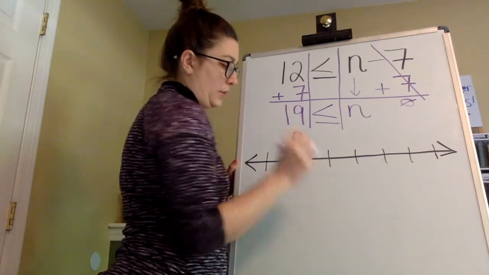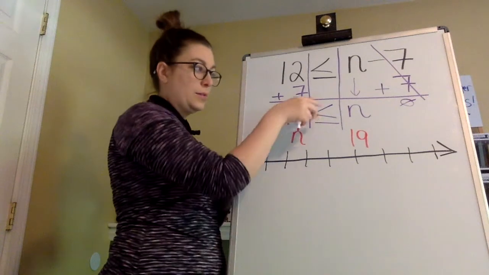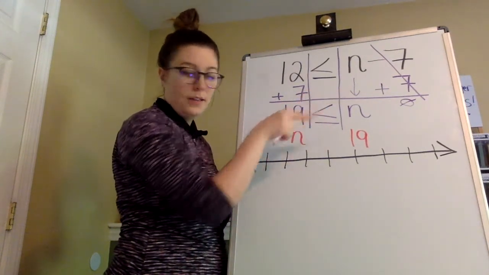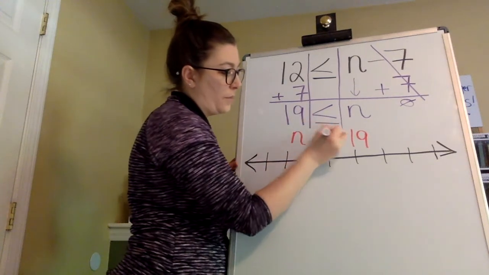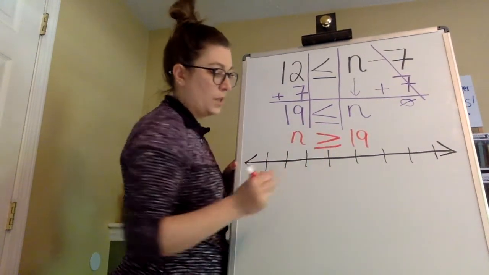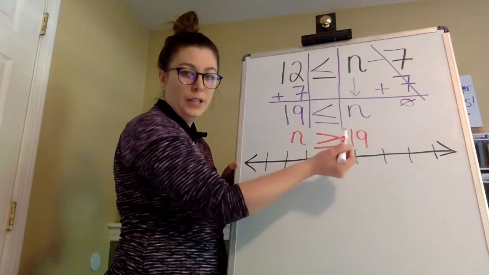I don't need that big of a swoop tail. I'm going to have my 19 on this side. And then I'm just going to look at this. The mouth is open to the n, so it needs to be open to the n this way. And then I'm going to draw my line back underneath it. So we have n is greater than or equal to 19 now.